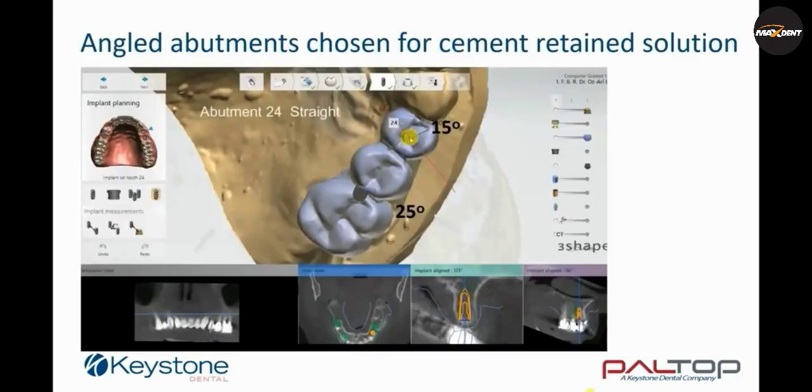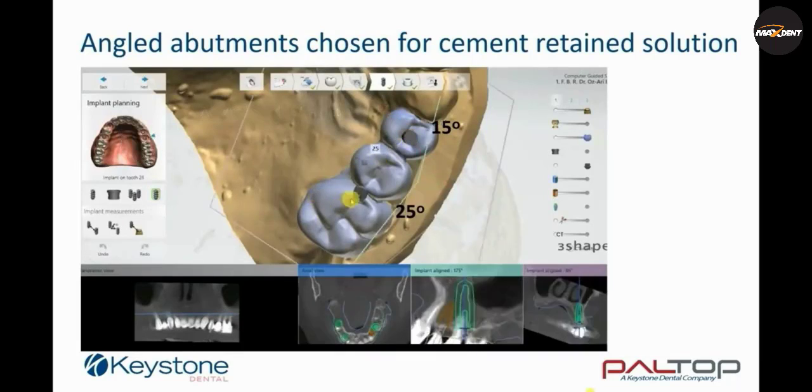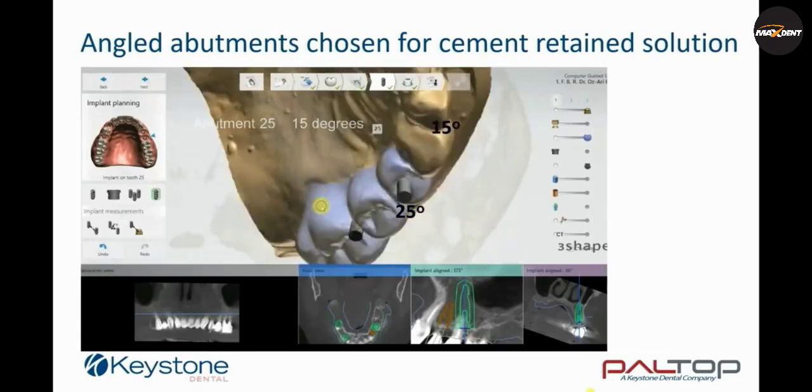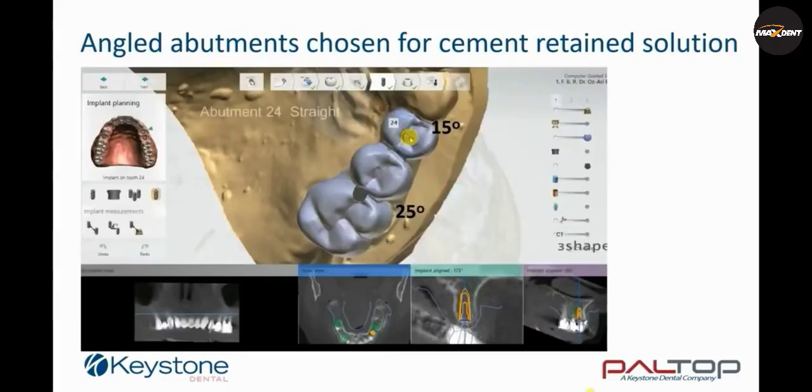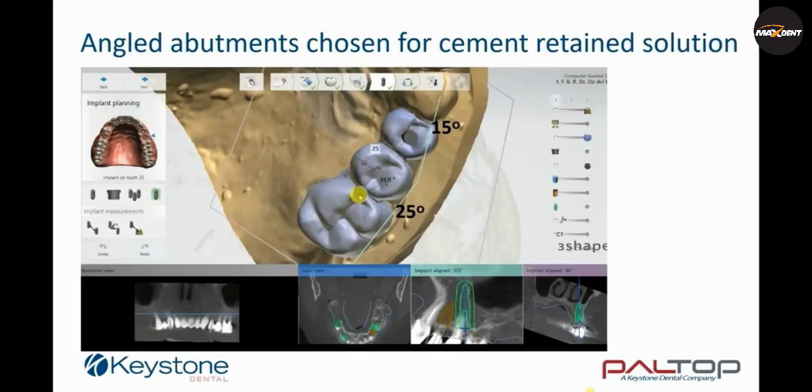Prosthetic-driven implant planning with the aid of the generic abutments enables abutment selection, both cuff height and angulation. In this case, for a cement-retained prosthesis, the distal abutment is set to 25 degrees and the mesial abutment is set to 15 degrees. Stock angulated abutments will be chosen from the Paltop system.